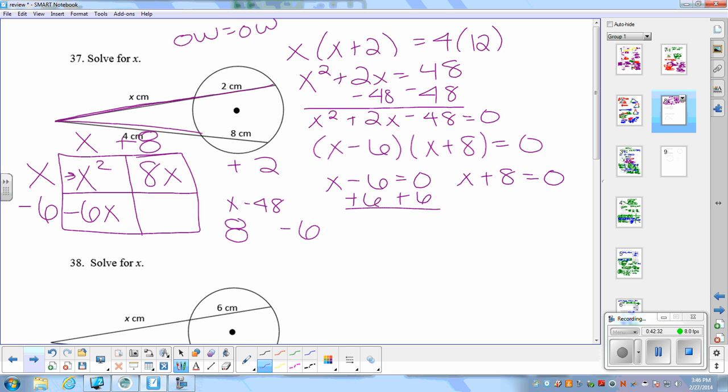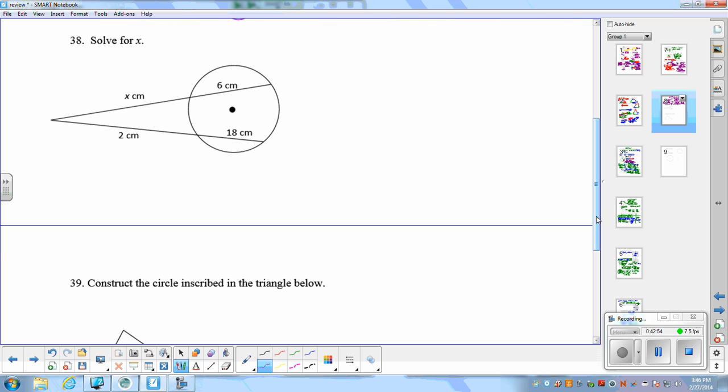So I have to add 6. And then subtract 8. My negative answer doesn't make any sense because I can't have a negative distance. So my answer has to be x equals 6. We got another one with quadratics. Making sure we're remembering our factoring.